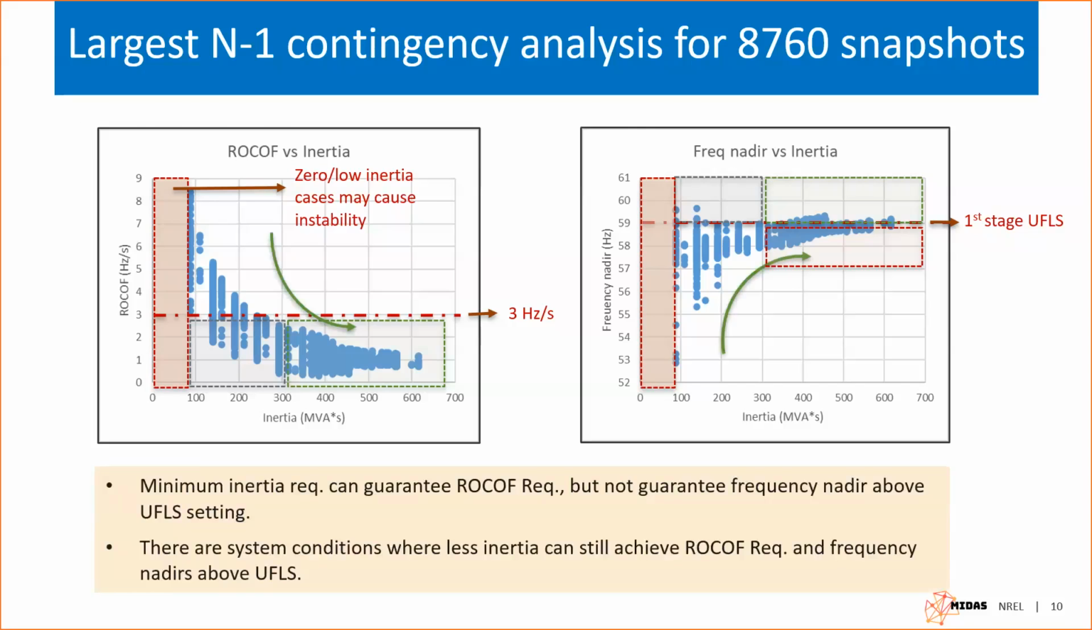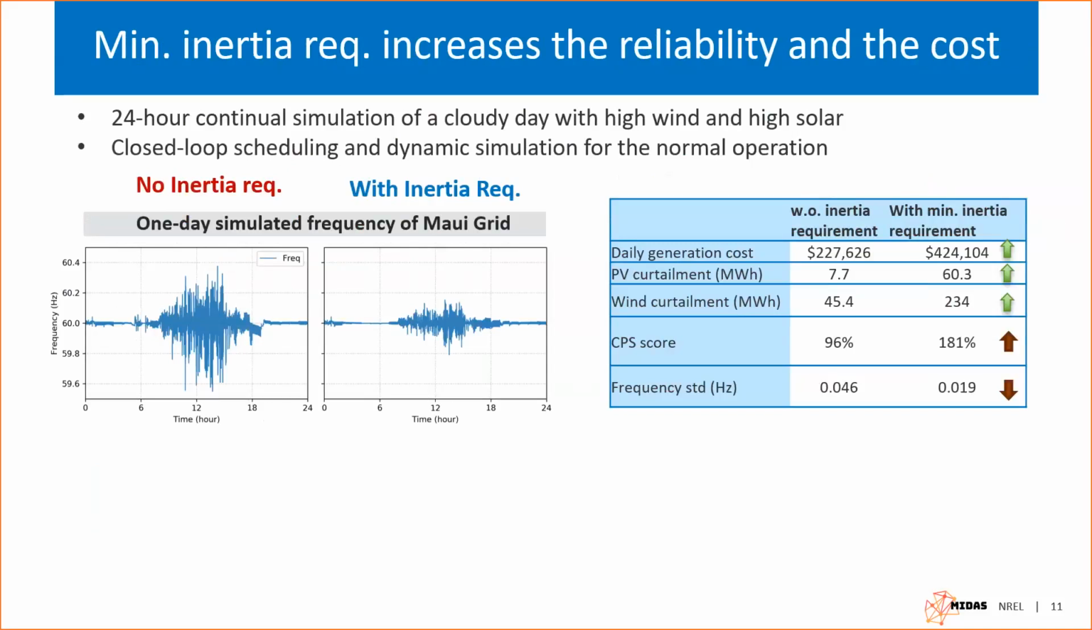To answer that question, we need to consider both economics and the dynamic performance simultaneously. Here's an example. We run MIDAS to simulate a cloudy day with high wind, high solar for 24 hours. Two cases are compared here. This figure shows the 24 hour simulated frequency of the Maui grid. You can clearly see that the cloud movements have a huge impact on the frequency variation during the day-night time. Also, it's clear that after we have the inertia requirements, it did help improve the dynamic performance a lot.